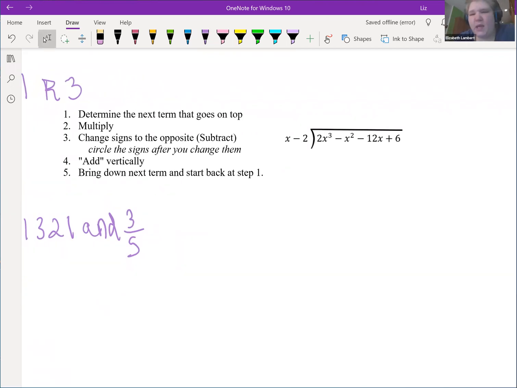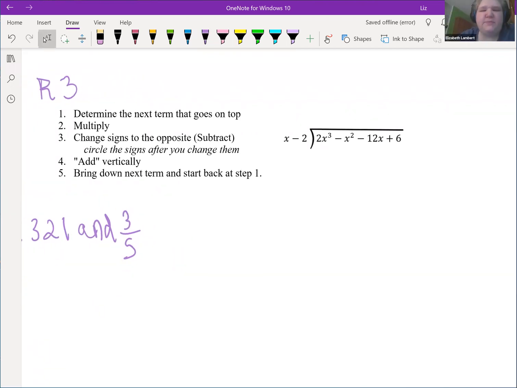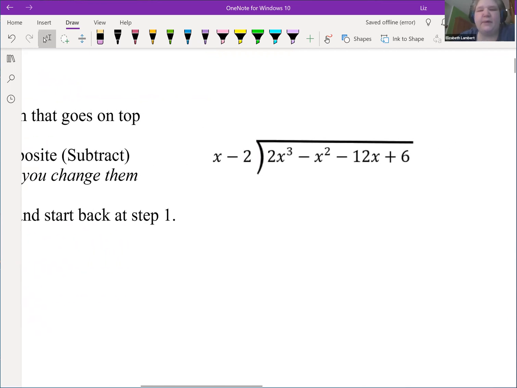All right. So now, same color coding. I'm going to zoom in because I write big.